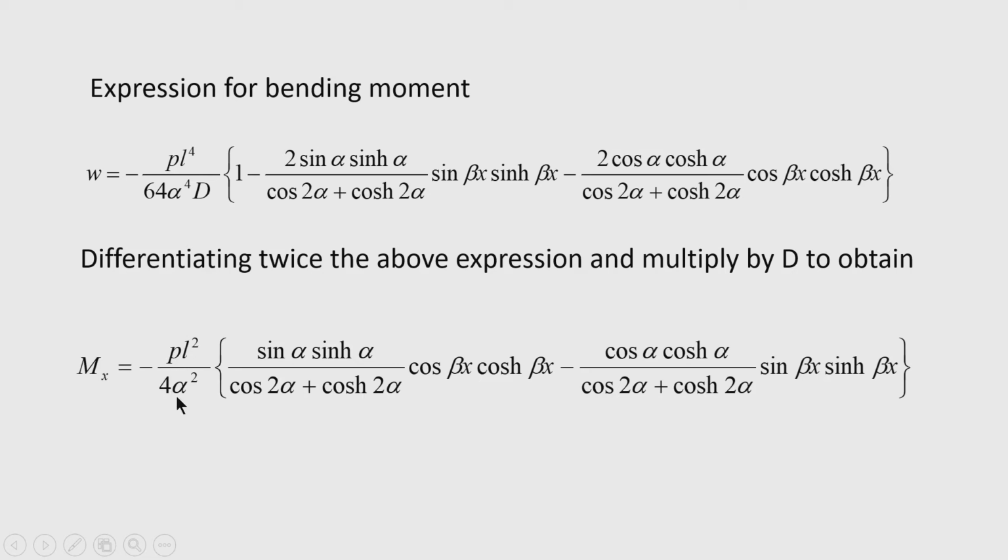p L square by 4 alpha square into sin alpha sin hyperbolic alpha divided by cos 2 alpha cos hyperbolic 2 alpha cos beta x cos hyperbolic beta x minus cos alpha cos hyperbolic alpha divided by cos 2 alpha plus cos hyperbolic 2 alpha into sin beta x sin hyperbolic beta x. So, this is the expression for bending moment of the shell.